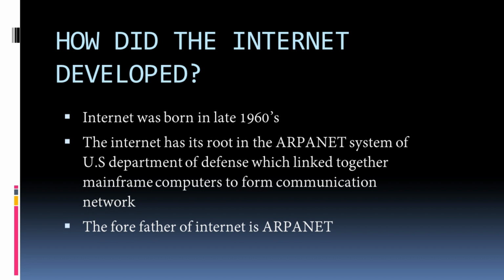How did the internet develop? Internet was born in late 1960s. The internet has its root in the ARPANET system of the US Department of Defense, which linked together mainframe computers to form communication networks. The forefather of internet is ARPANET.